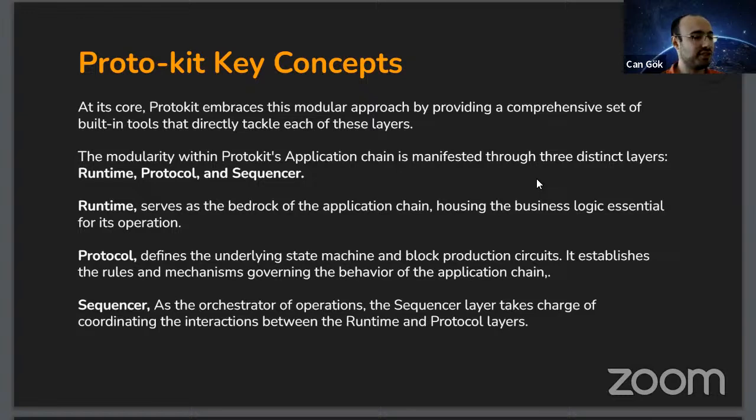And Protokit's key concepts. Here, you can see that there are three distinct layers in Protokit. These are very important fundamentals of Protokit: runtime, protocol, and sequencer. This is the architecture of Protokit. But the heavy lifting is done by Protokit, so you don't have to worry about what you're going to do. If you just want to implement your on-chain functionality with Protokit, you can use runtime modules and runtime methods, which we will see in a little more detail in the upcoming minutes.